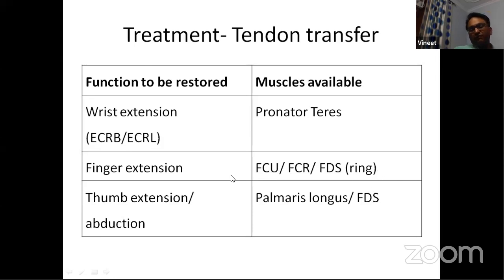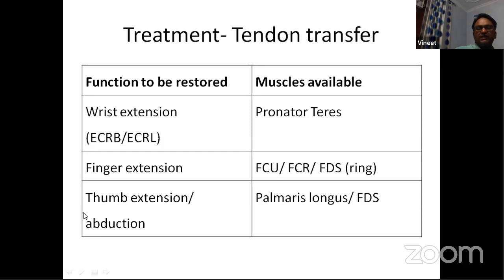Jindal has again made my job easy. FCU and FCR are synergistic transfers. FDS is a non-synergistic transfer, but the excursion of FDS is closer to EDC. So some authors do prefer FDS for extension, although being non-synergistic, it is difficult to train the patient for that. Again, one of the consistent transfers. So variation is mostly in the finger extension.